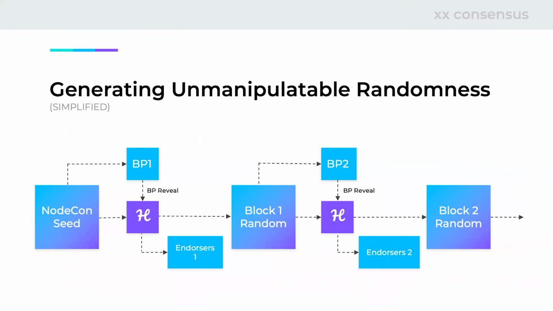So with this in mind, from here, Bernie is going to explain how endorser sampling works, and we're going to look at the consensus loop itself.